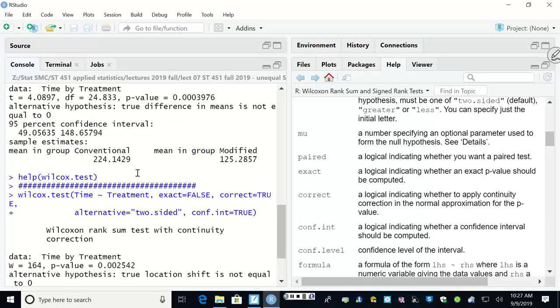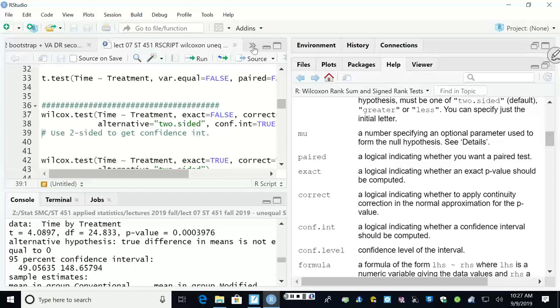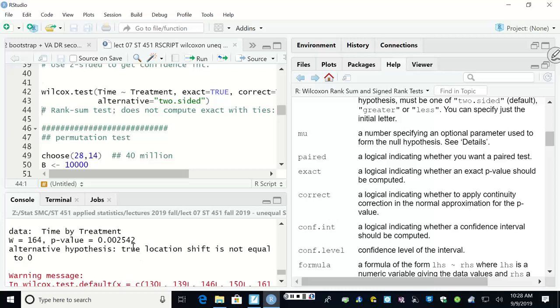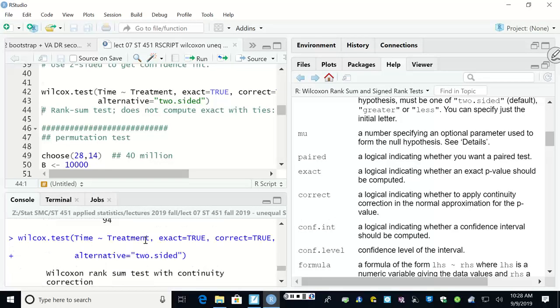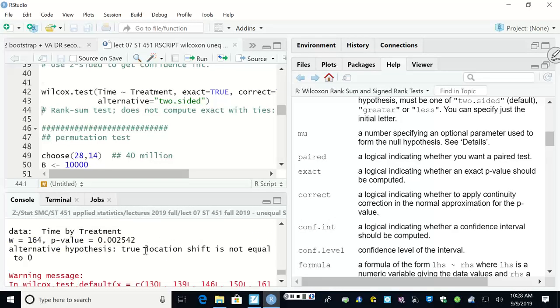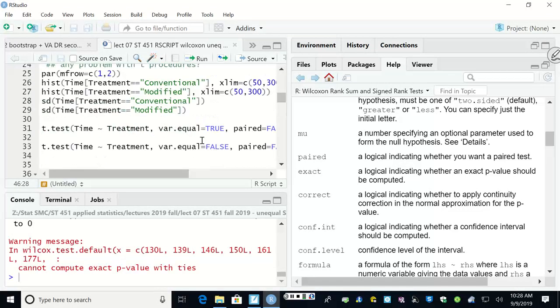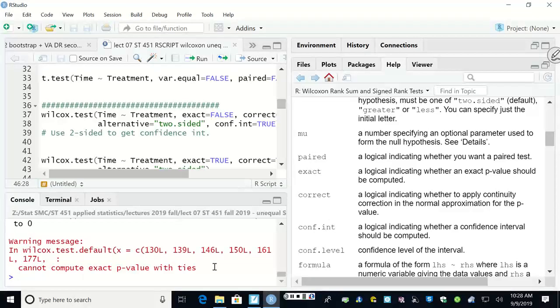And if you run it with exact equals true, it gives you a p-value that is about the same number. Yeah, it really comes out to be the same number there. But it doesn't give you a confidence interval because there are a few ties. There are a couple of values that are repeated. 300 is repeated, 80 is also repeated.